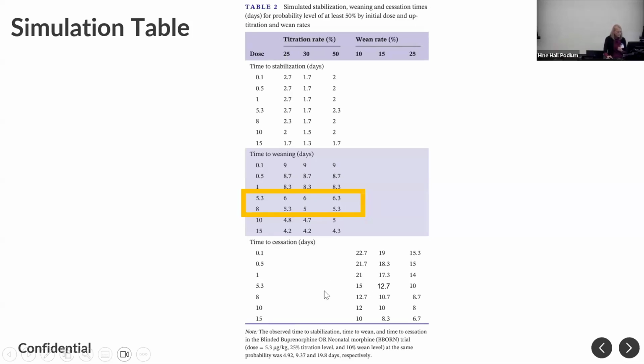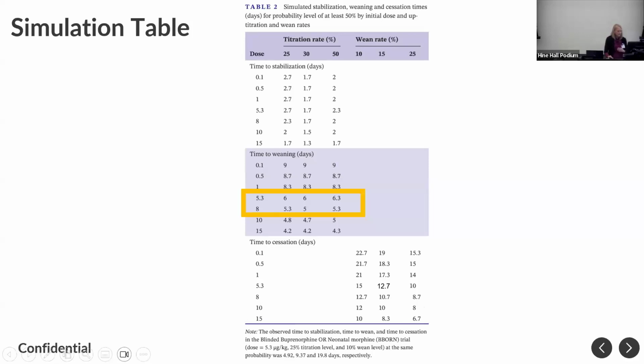If we look at time to cessation, and look, for example, at the 8 microgram per kg dose, going from left to right, we see that we can actually decrease our time to cessation by 2 days if we increase our wean rate every 5% increment. So going from 12 to 10 to 8 is what our simulation predicts.